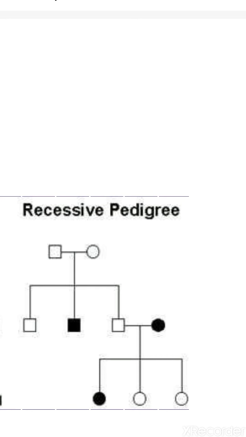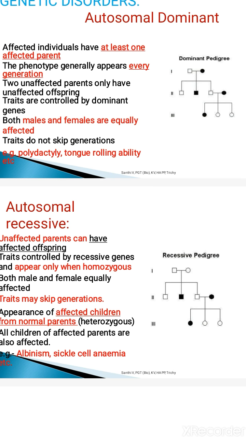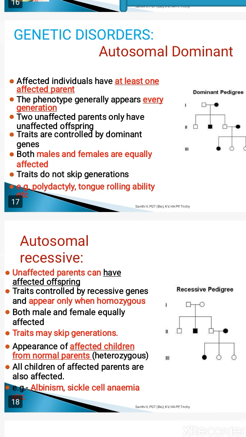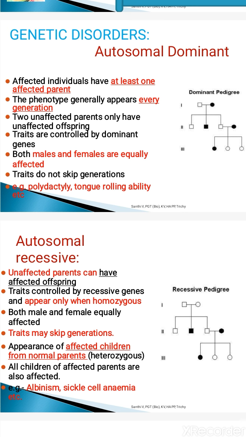So it can be skipped in any generation, the recessive. But when you see the dominant pedigree, the autosomal dominant character, it is not skipped in the generation. For this, examples are polydactyly and tongue rolling ability.